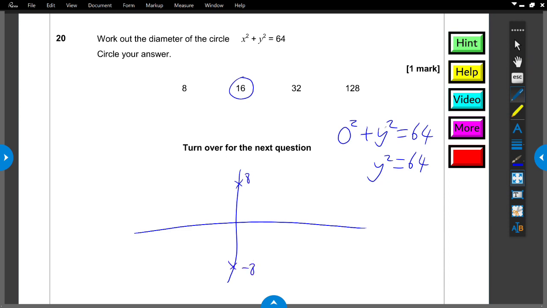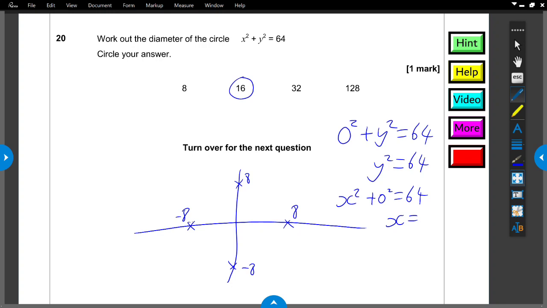And it's exactly the same for when y is equal to 0. This time it would just be x squared plus 0 squared is equal to 64. x would equal either 8 or minus 8.